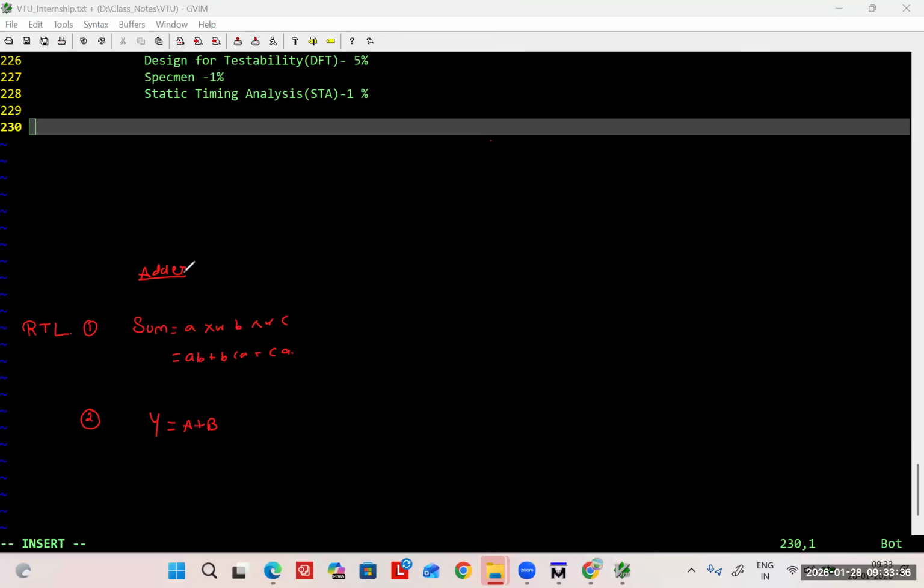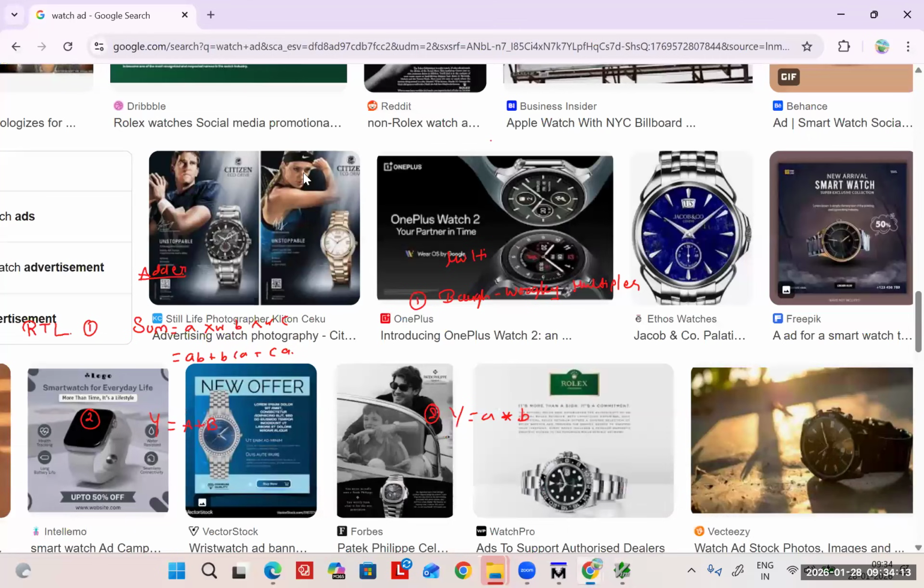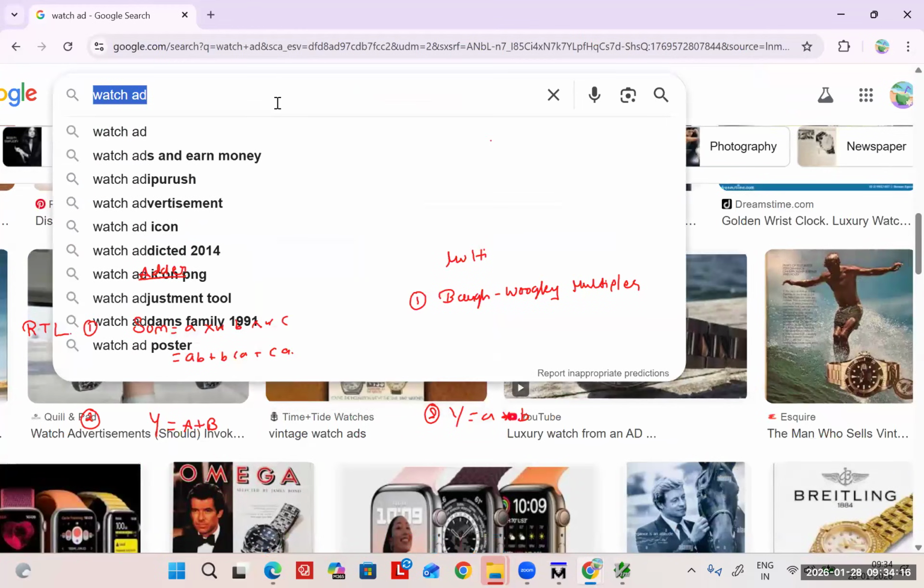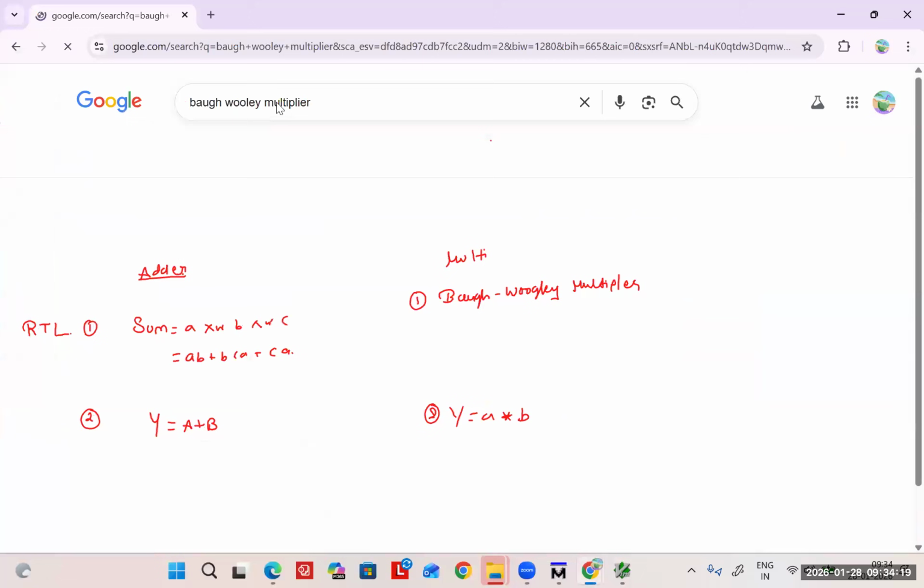Okay, now I'll give you one more example, then I'll explain it to you. Can you explain multiplication? Multiplication, can I write Y equal to A star B? Do you agree? A star B, multiplication. Okay. How many have heard of the Baugh-Wooley multiplier? Anyone heard of the Baugh-Wooley multiplier? What is the Baugh-Wooley multiplier? Let me just check. Give me 1 minute.